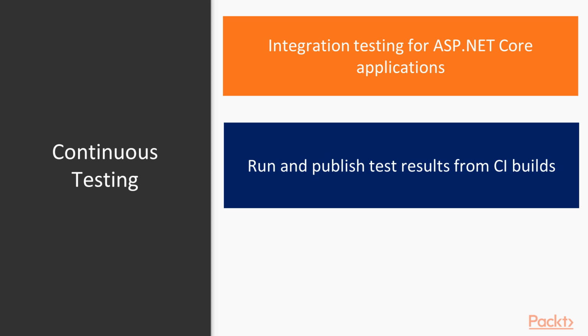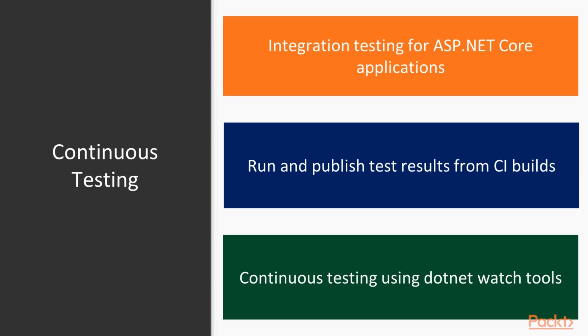We'll see how we can run these tests from our continuous integration builds and publish the results from the test execution as part of the CI process for the entire team to have insights into test execution. Finally, we'll have a look into .NET Watch tools and how we can trigger automatic compilation and test execution in real time whenever a code change is made during development.